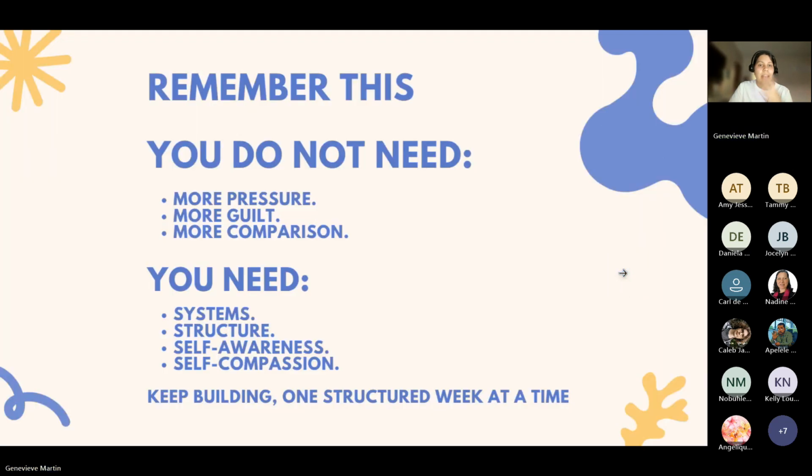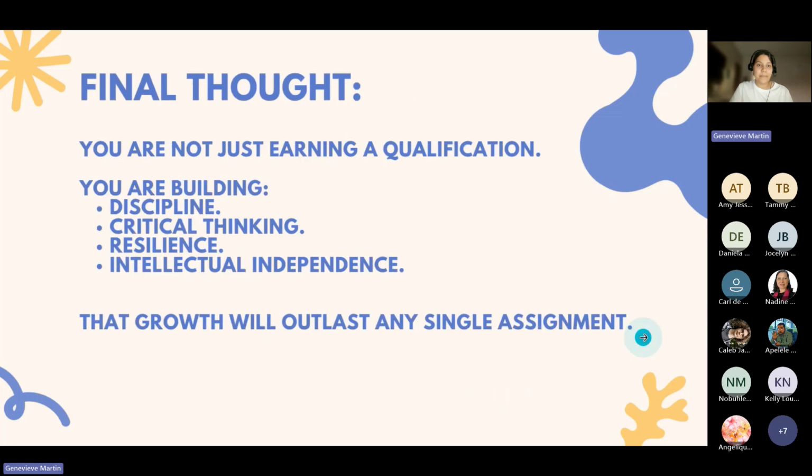And then remember, you do not need more pressure, more guilt, and more comparison. You need systems, you need structure, you need self-awareness, and you need self-compassion. It is okay if you do not complete something when you wanted to complete it. You can slot it in to a different time or at a different stage. You also need to be gentle with yourself. So keep building one structured week at a time.